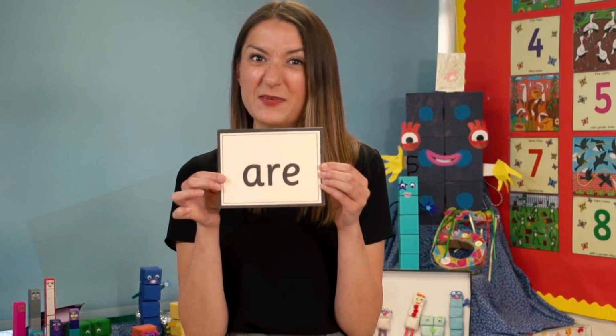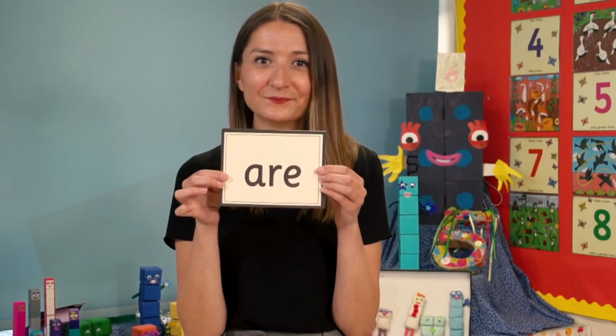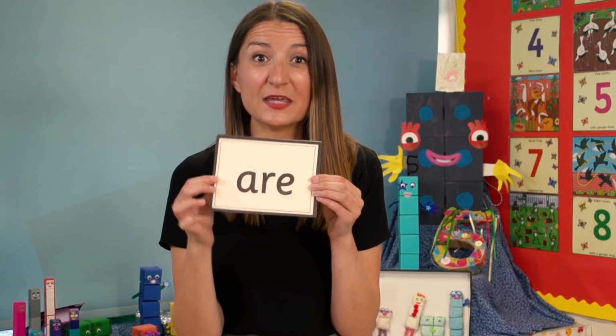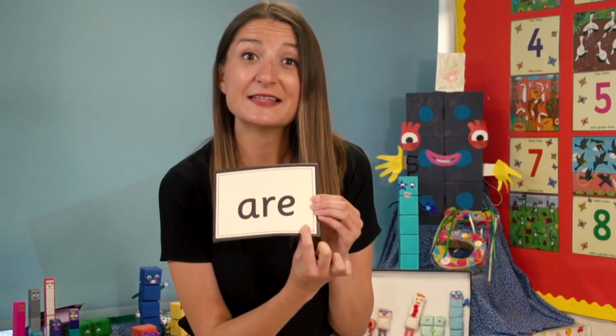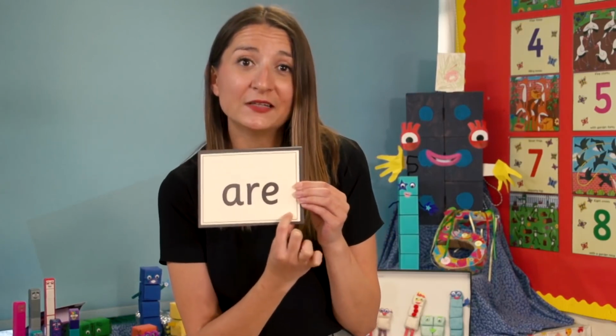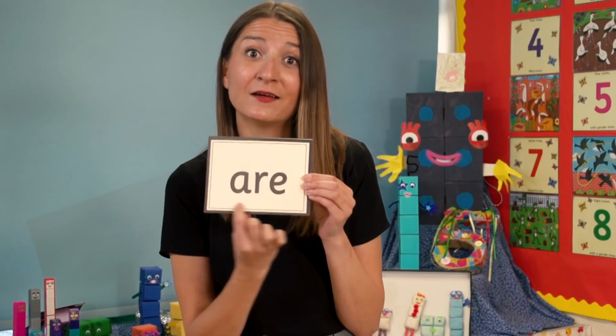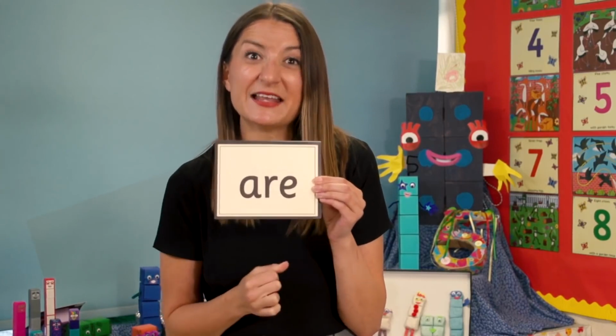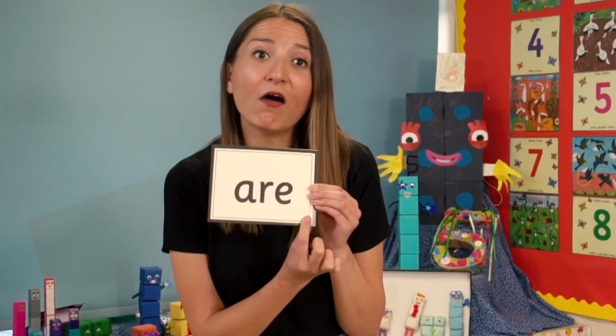I know you know how to say this word as well. Can you remember the tricky bit? Yes, the tricky bit is e says a. Can you read the word? Let's read it together. Are.